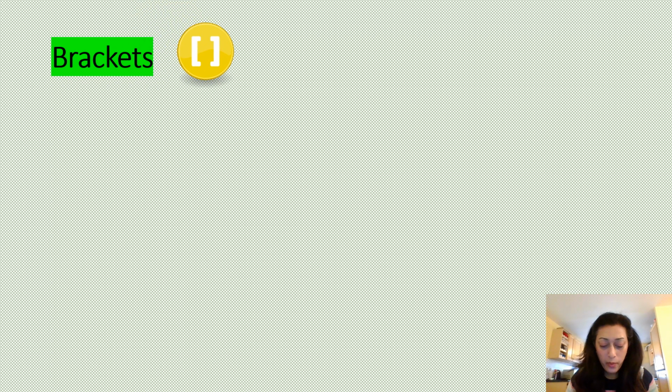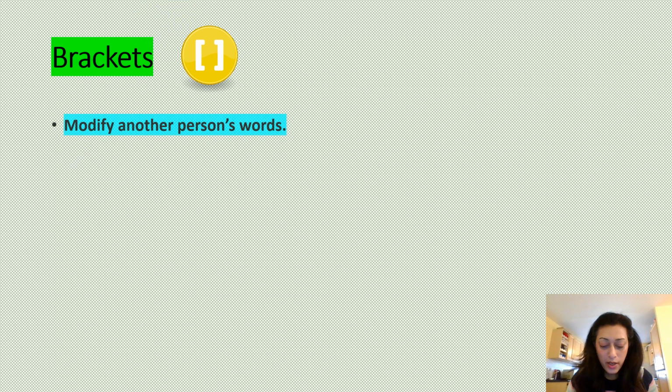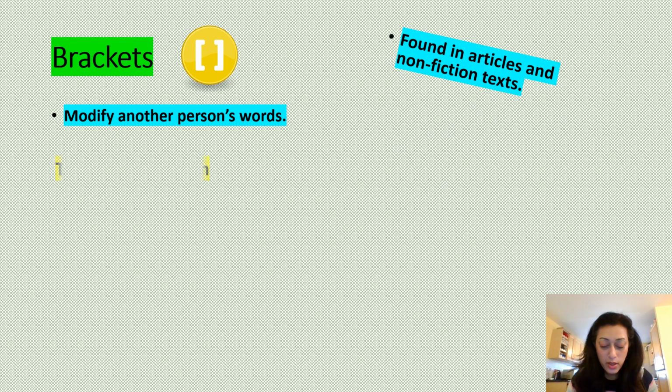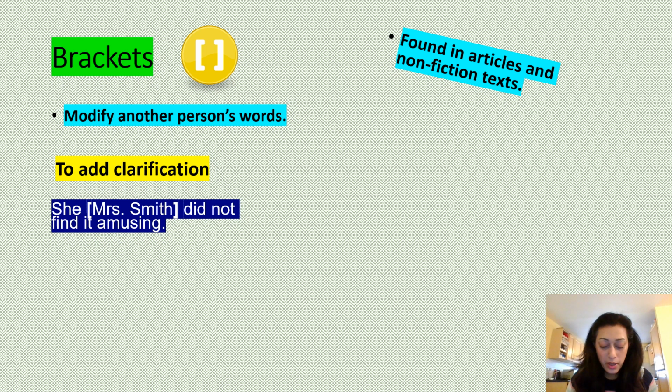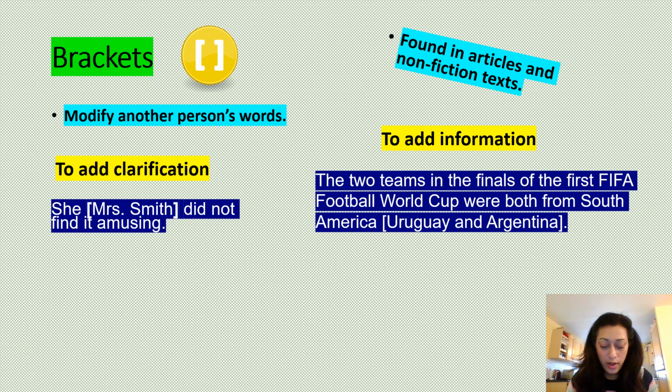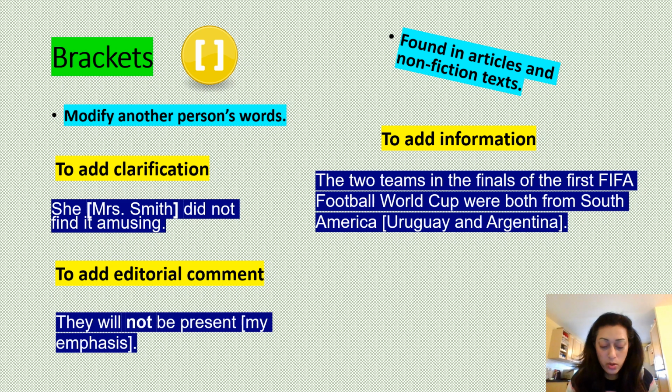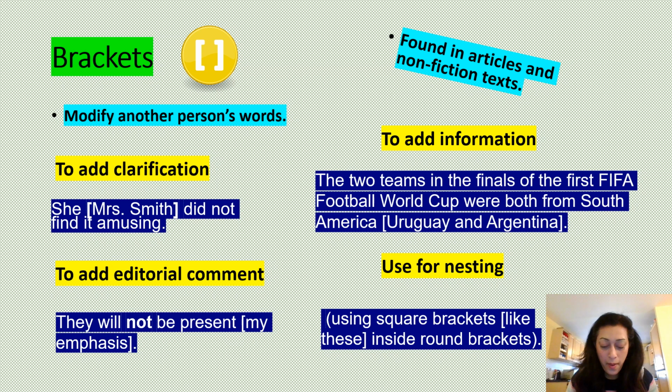Moving on to the square brackets. Square brackets are used to add information to the reader that was not explicitly stated. This is very similar to the round brackets in purpose. However, square brackets indicate this information was added by someone other than the original author. We typically use square brackets when we want to modify another person's words. They are most commonly found within articles and non-fiction texts where an editor has made amendments.